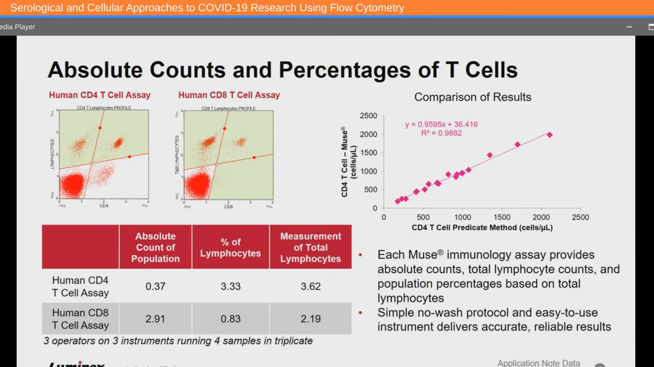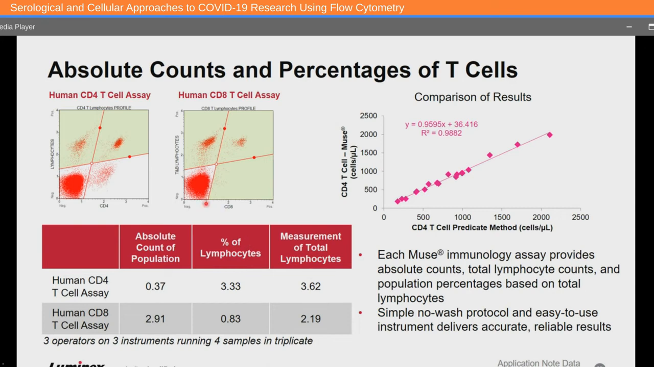Absolute counts and percentages of T and B cells have been shown to be very important in the phenotyping of COVID-19 samples, and CD4 and CD8 T cells in particular have been shown to undergo significant reduction with the severity of the disease. Capturing this information for all samples can be very important, and Muse Immunology assays can provide absolute counts of CD4 and CD8 T cells, total lymphocyte counts, and percentage of population using only 10 microliters of blood.